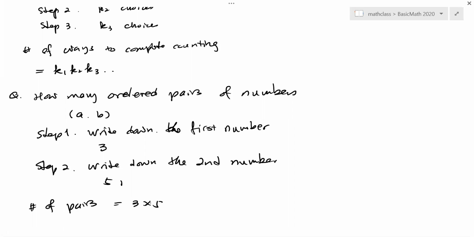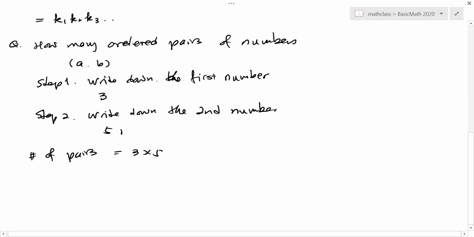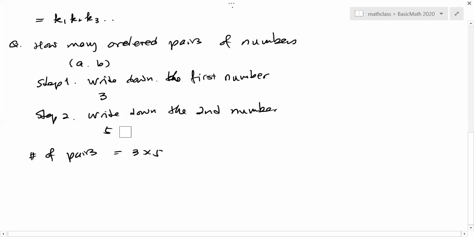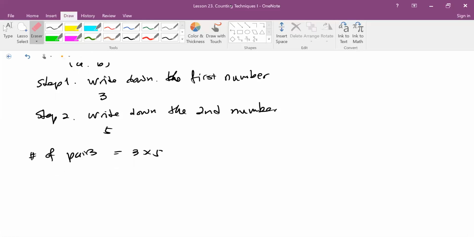You count the first number, right? It's three numbers. How many pairs of numbers can you get? It's 3 times 5. It's always a product. You try to divide it into several steps, and in each step, you count the number of options. Now take a look at the next problem, and then it's much clearer.